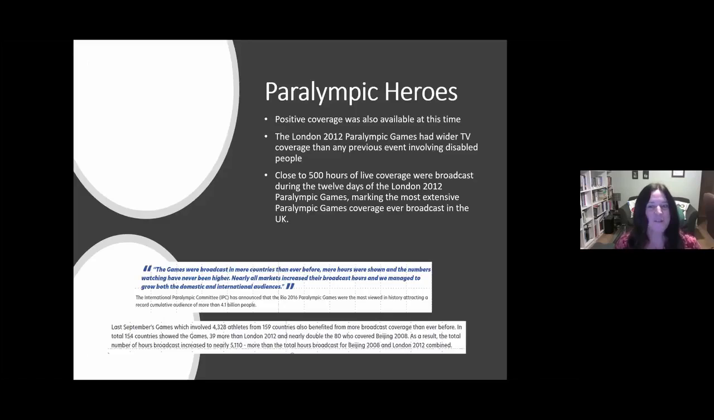So juxtaposed with the coverage from the tabloids of cheats and scroungers, the Paralympics in London 2012 were heralded as championing new attitudes towards disability in the UK. Then Prime Minister David Cameron said that these games and their coverage would inspire a lot of people and change people's views on disability. And similarly, the press coverage of the Paralympics extolled the superhuman abilities of the athletes. The British public seemed to follow suit, and 2.7 million tickets were sold. Globally, this was the most tickets ever sold for the Paralympics, with most events being a sellout. There were 500 hours of live coverage, and there was national pride in the achievements of Team GB Paralympic athletes.